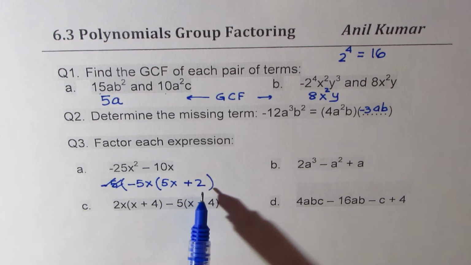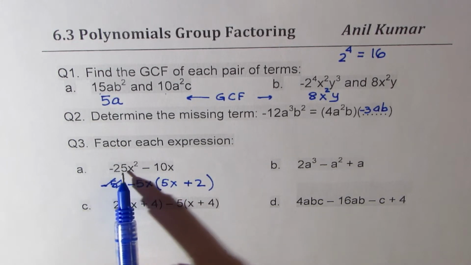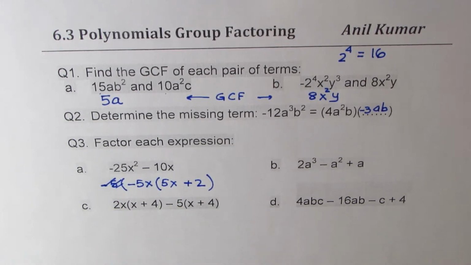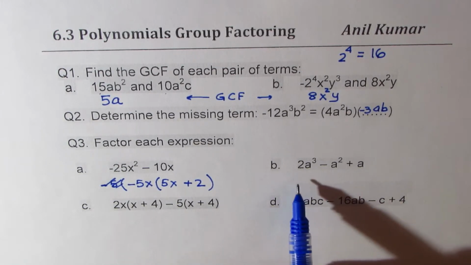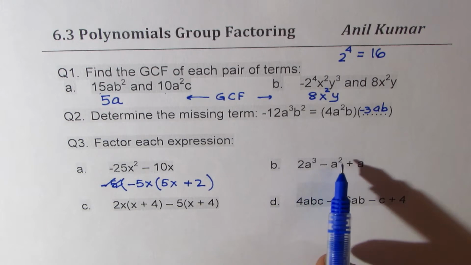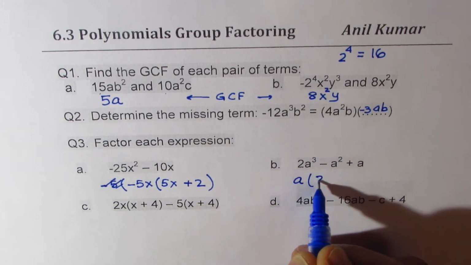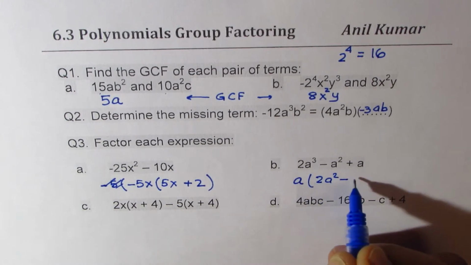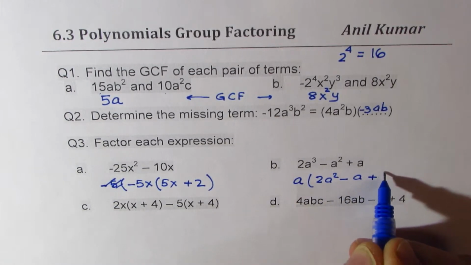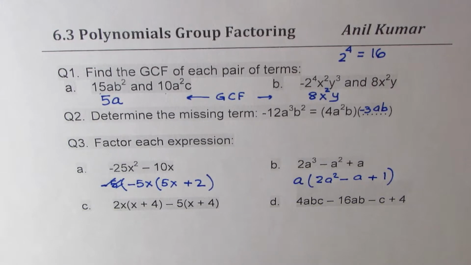If you expand this, you get your original polynomial. So that is how we can check also. Part B. 2a cube minus a square plus a. The only common factor is a, and we are left with 2a square minus a plus 1, right?